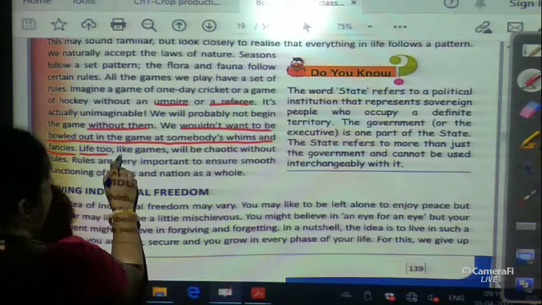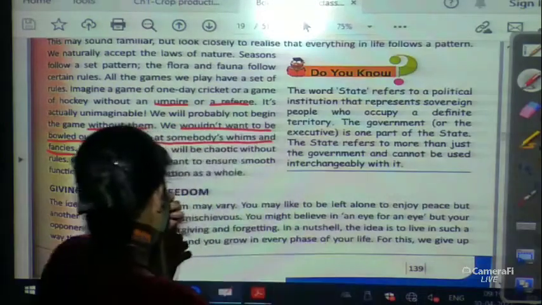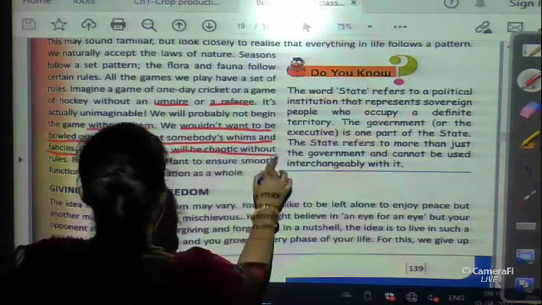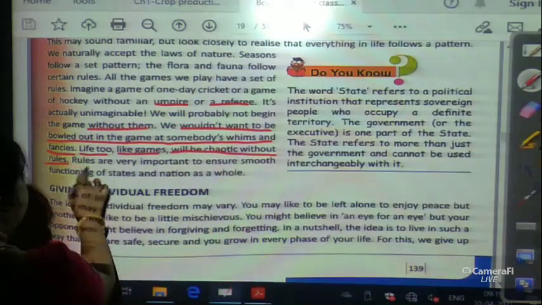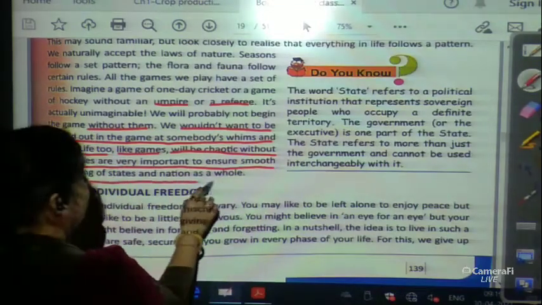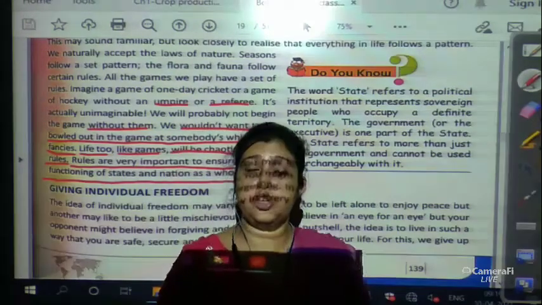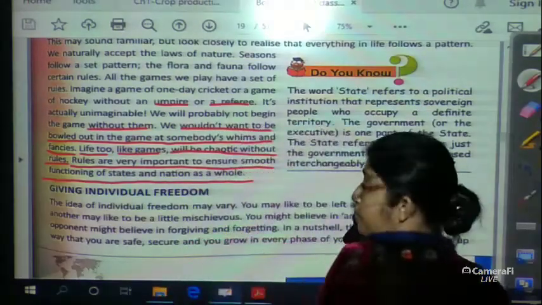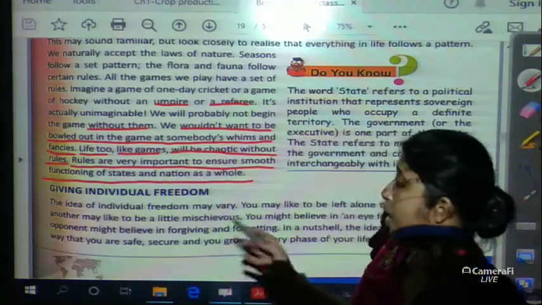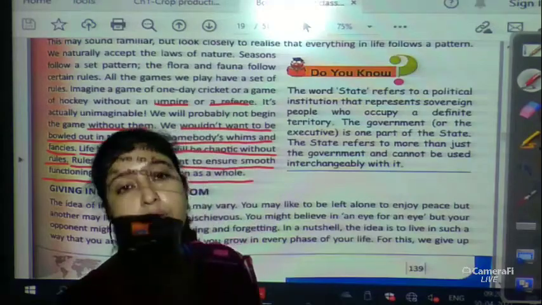Life too, like a game. So our life is also like a game. Will it be chaos without rules? Rules are very important to ensure the smooth functioning of states and the nation as a whole. Yes, rules are very much important for all, because they ensure our smooth life. It gives us one smooth life.